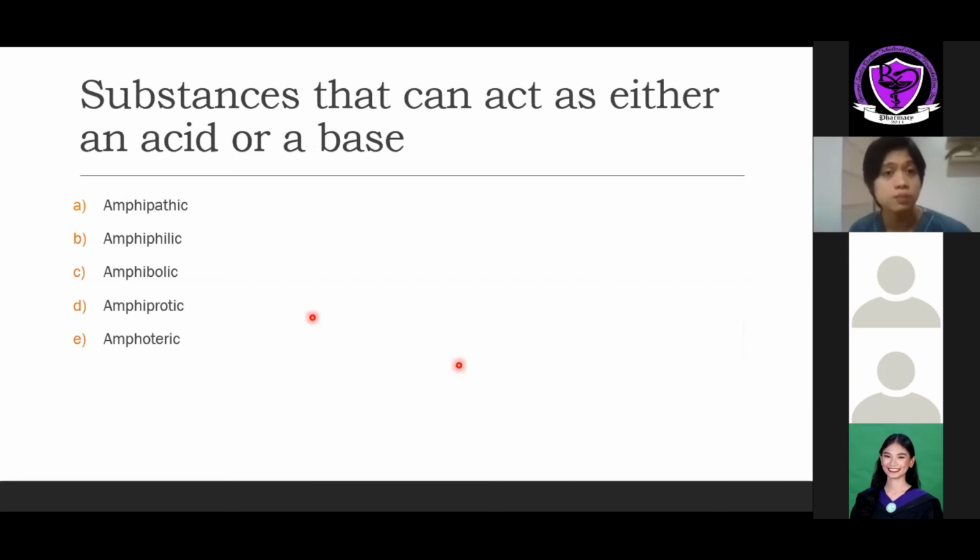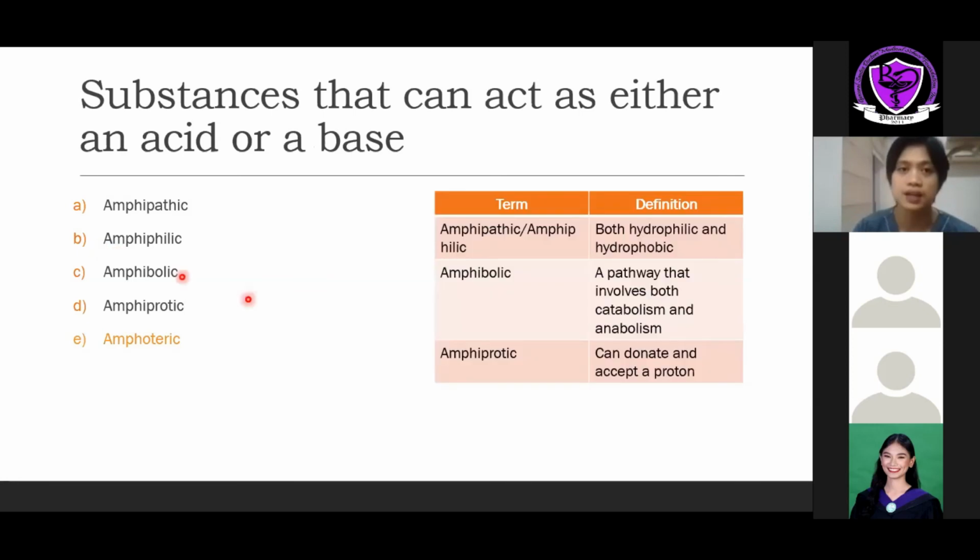And substances that can act as either an acid or a base. E. Okay, so meron tayong definitions. Amphi, ibig sabihin both, no? Yun ang pag-determine natin ng amphi. Amph, ibig sabihin both. Two properties, dual properties.